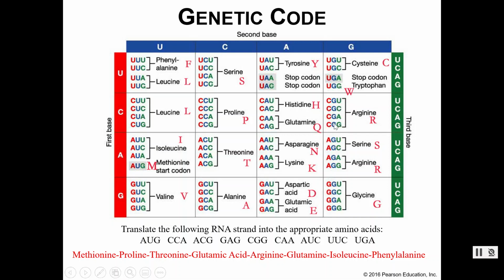Now, CGG is arginine. CAA, let's see, CA. All right, we got our CA box. CAA would be glutamine. Next is AUC. A and U, we're in here. So AUC would be isoleucine. And then UUC, U, we come down, UUC would be phenylalanine. Now, if we did UGA, UG, and we come down, UGA is a stop codon.